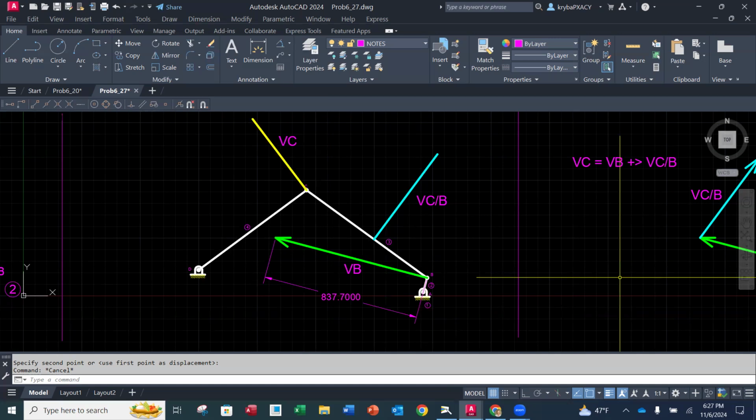Anybody still working on the velocities? Okay, take your time. This is a long process, so hopefully everybody's getting what they need here.